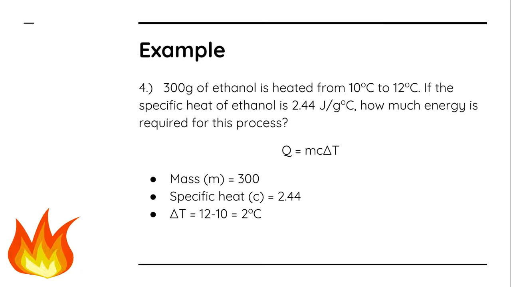Secondly, again, just plug in the variables. You know your mass is 300. You don't have to do any converting because it's already given in grams. Your specific heat is 2.44, and your change in temperature is just 12 minus 10, which is your final minus initial, which is 2 degrees Celsius. So lastly, just plug them in. So your Q equals 300 times 2.44 times 2. And that equals 1464 joules. And that's all that you have to do for Q equals mCΔT.